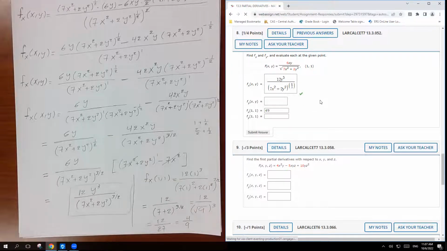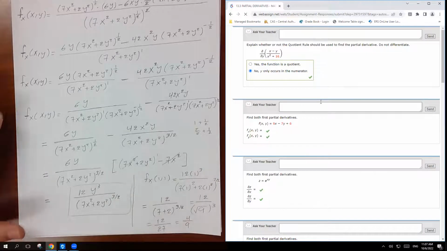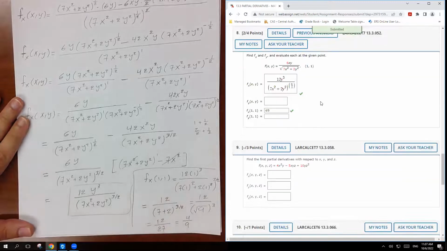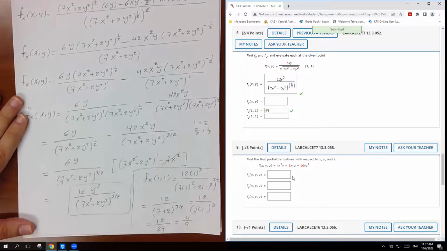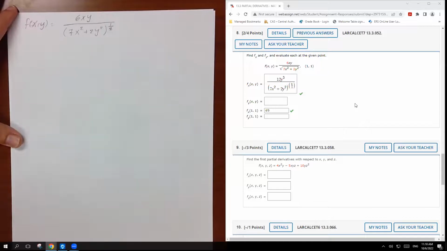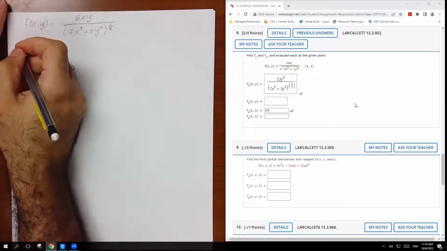Now we're going to do the same steps, but with respect to the y. Here we go. So now we're going to find the derivative with respect to the y.